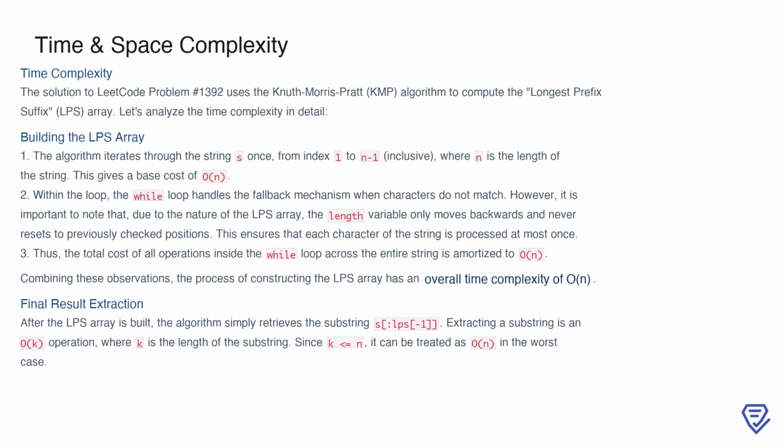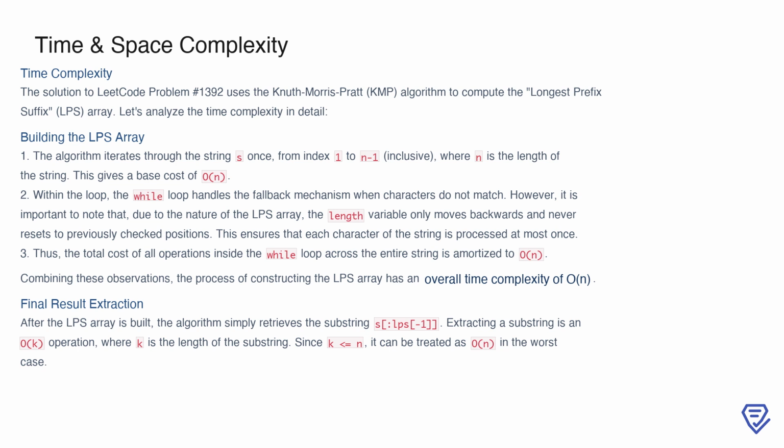Inside this loop, there's a while condition that manages the fallback mechanism when characters don't match. However, because of the way the LPS array is designed, the length pointer always moves backward and never revisits already processed positions. This ensures that each character in the string is handled only once, resulting in an amortized cost of O(n) for all while operations. When we combine these details, the entire process of constructing the LPS array has an overall time complexity of O(n).